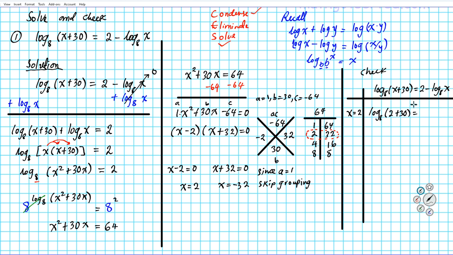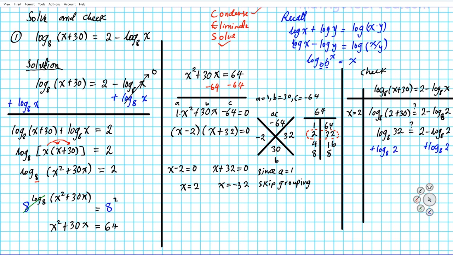Is it equal to 2 minus log base 8 of 2? We don't know yet. Simplifying this further, this becomes log base 8 of 32. Is it equal to 2 minus log base 8 of 2? So let's add log base 8 of 2 to both sides, just to condense it.